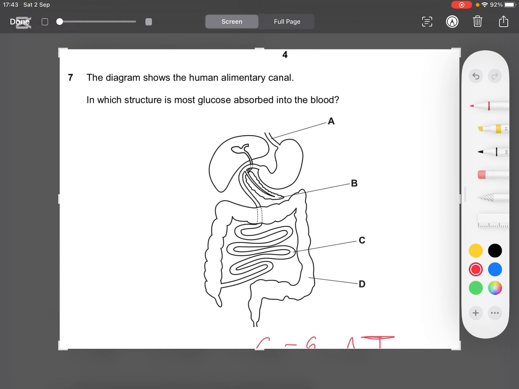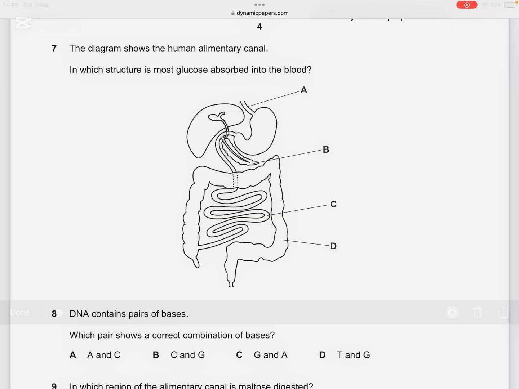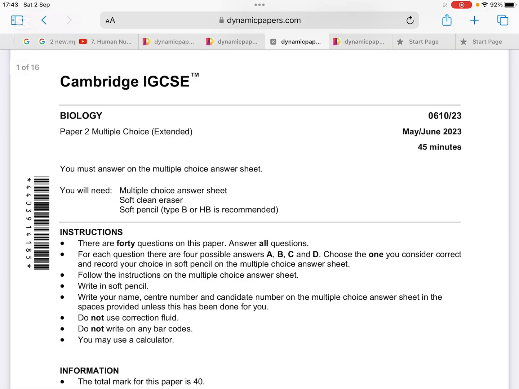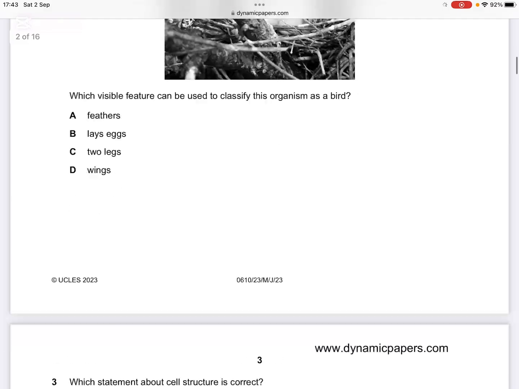And this one says that the diagram shows the human alimentary canal. It looks like it's chapter 7 anyway. In which structure is most glucose absorbed into the blood? It's actually C, but it looks like it's chapter 7. We're going to have videos only for solving, inshallah, so we're going to solve these there.